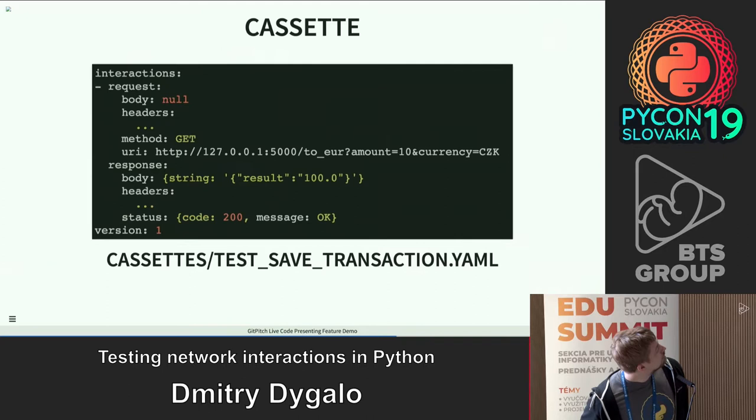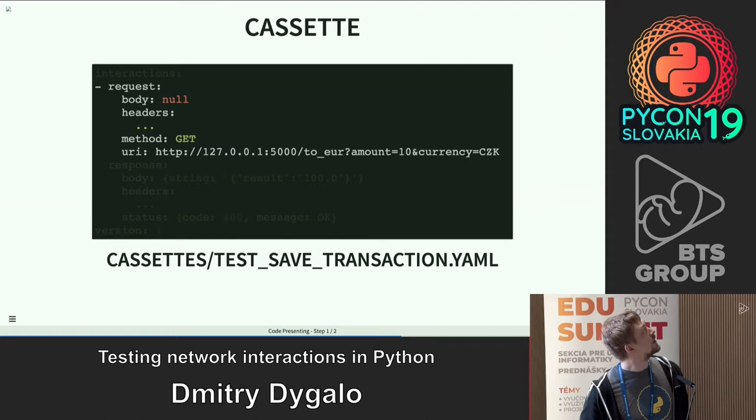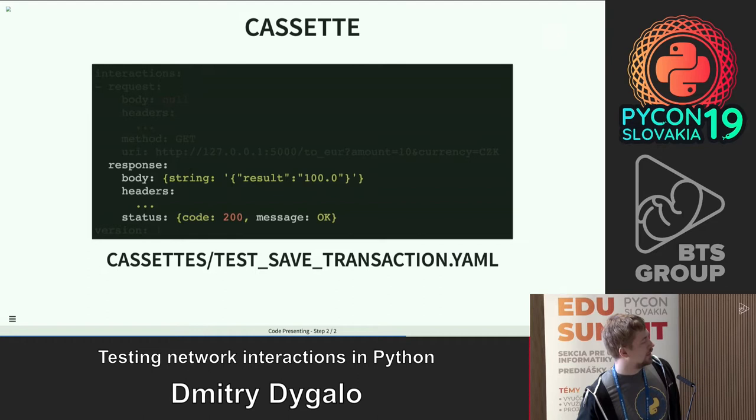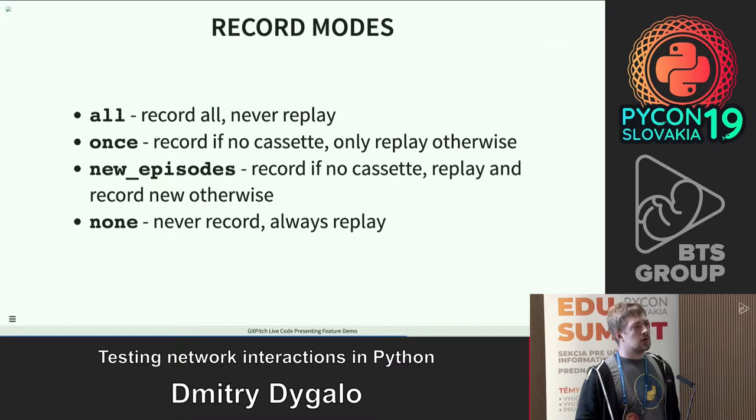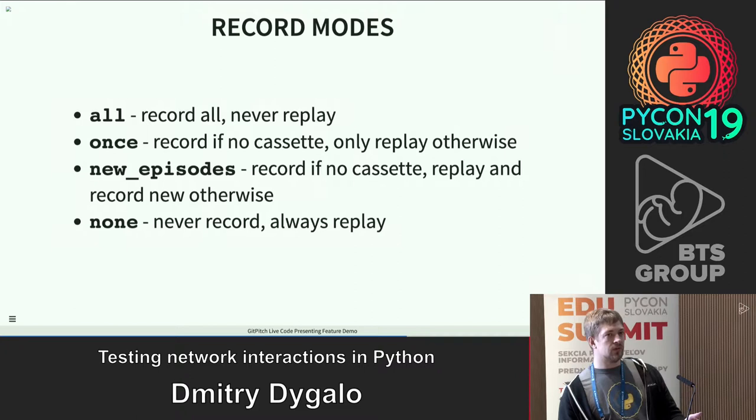After you run your test the first time, you will see a cassette was created. It's a YAML file that contains the recording of all network interactions that happened during your test run. It will contain pairs of requests and responses. It has headers, methods, URI, and the response contains body and some more stuff. So you can choose how to work with it. You can record all interactions every time, or you can just record once and then raise an error if some part of your code makes an unexpected network request. So there are different options.